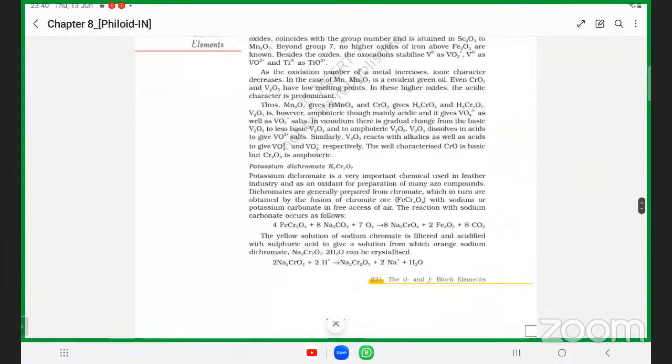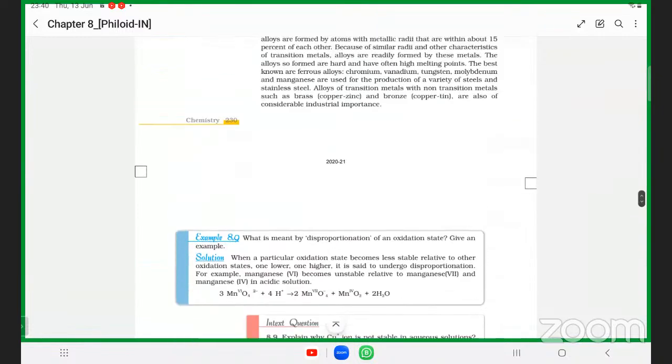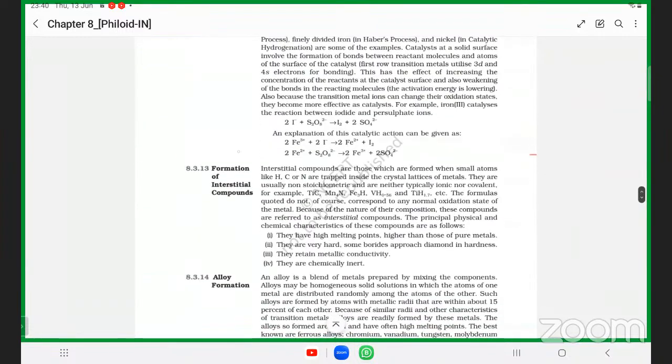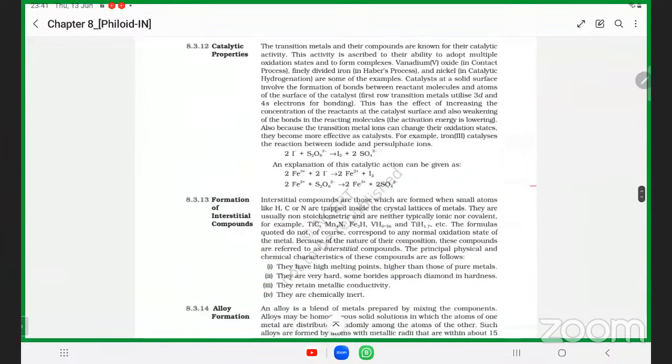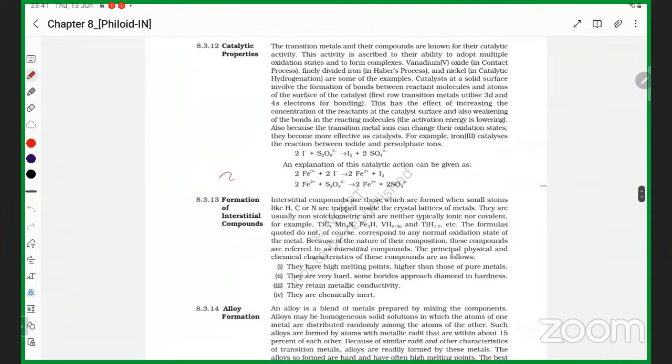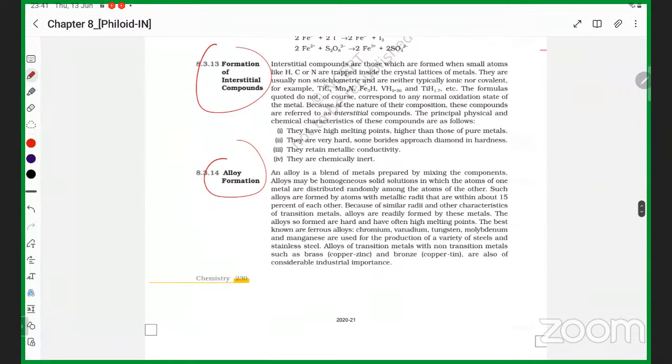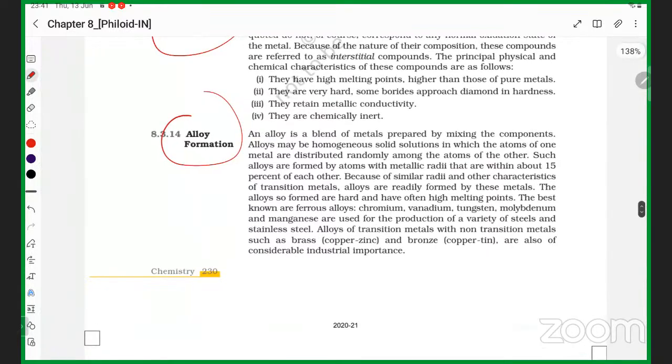Now see, most of the things are over. Whatever properties of the transition metals there are, we have already covered: the formation of interstitial compounds, catalytic activity, alloy formation. Some more points they have given that you need to study. Such alloys are formed by metals with radii within about 15% of each other. They should not exceed 15%, meaning they must have nearly the same radii.